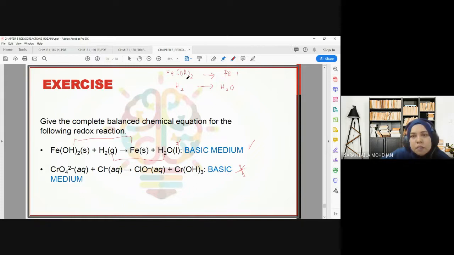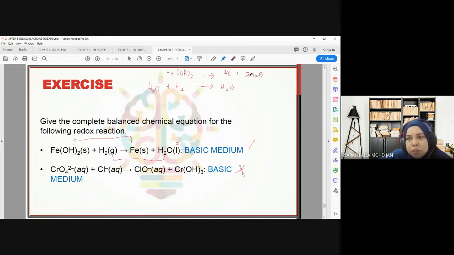Okay, here ada 2O, so I add on 2H2O. And then yang ni pula ada 1O, so saya balance dengan adding H2O sini. Tak ada masalah, jangan risau. Okay? Sebab kita akan balance lagi. And then after we balance H2O by adding H2O, kita balance H plus pula.